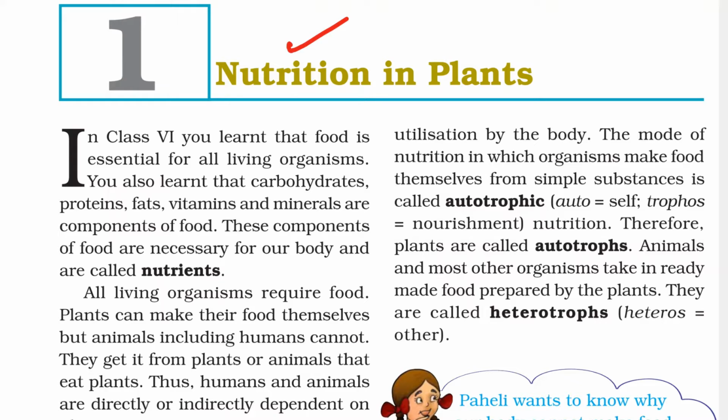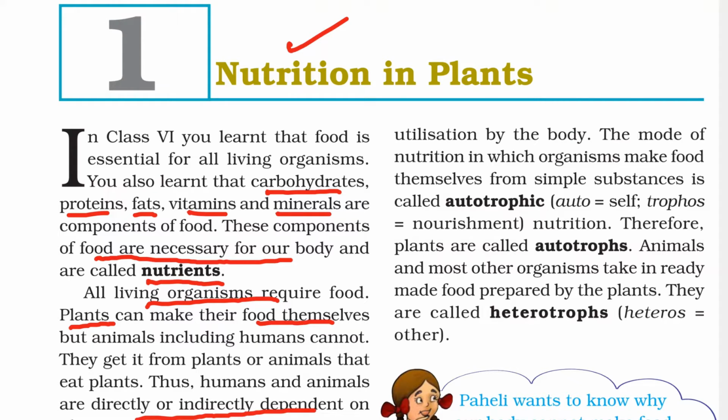In class 6, you must have already learnt any food that we take, irrespective of plant or animal source, has some food components like carbohydrates, proteins, fats, vitamins and minerals. These food components are necessary for our body and they are called nutrients. All the living organisms require food. Plants are the only living organisms which can prepare their food by themselves, whereas animals, including humans, cannot prepare their food by themselves. Humans and animals are directly or indirectly dependent on plants.